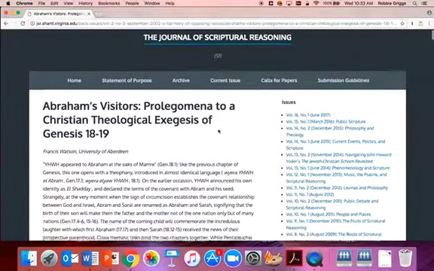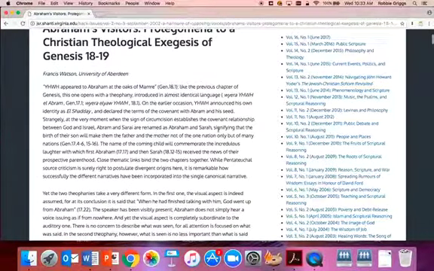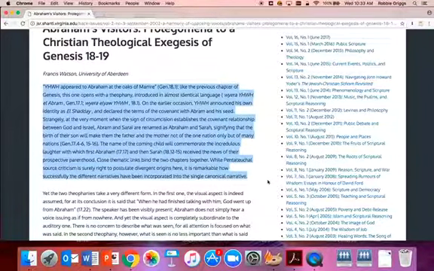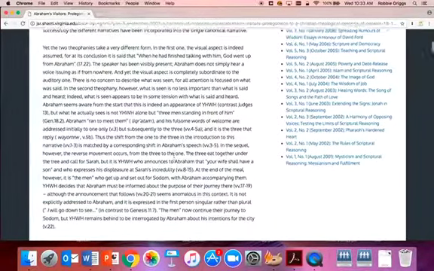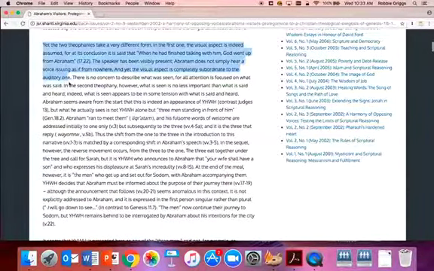The first thing to note about this paper is that it has a relatively long introduction. So this first paragraph here is an overview of the content and context of the story he's going to talk about. And Francis gives you this overview in a way to frame what comes next, which is a discussion of the two theophanies in the context that he's talking about.